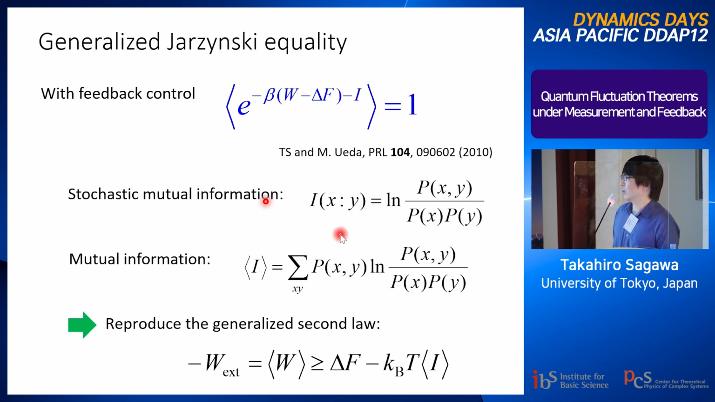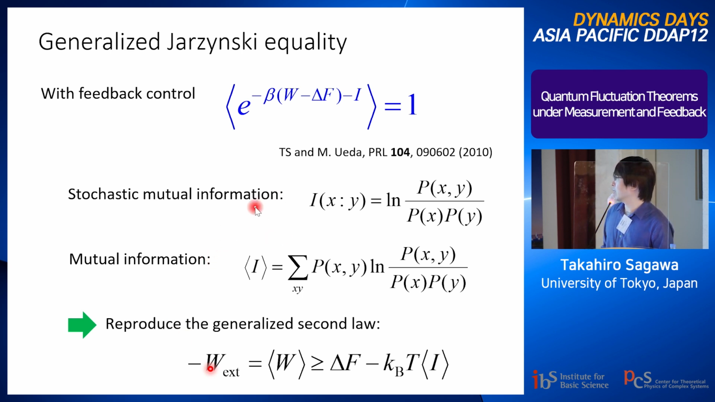So this is the definition of the stochastic mutual information. X is the system state and Y is the measurement outcome. The ensemble average of this quantity is just the ordinary mutual information. If we put this stochastic quantity here, then we recover the same form of the Jarzynski equality. On the other hand, if we drop this mutual information term in the presence of Maxwell's demon, then the left-hand side deviates from 1, and the conventional Jarzynski equality is violated.